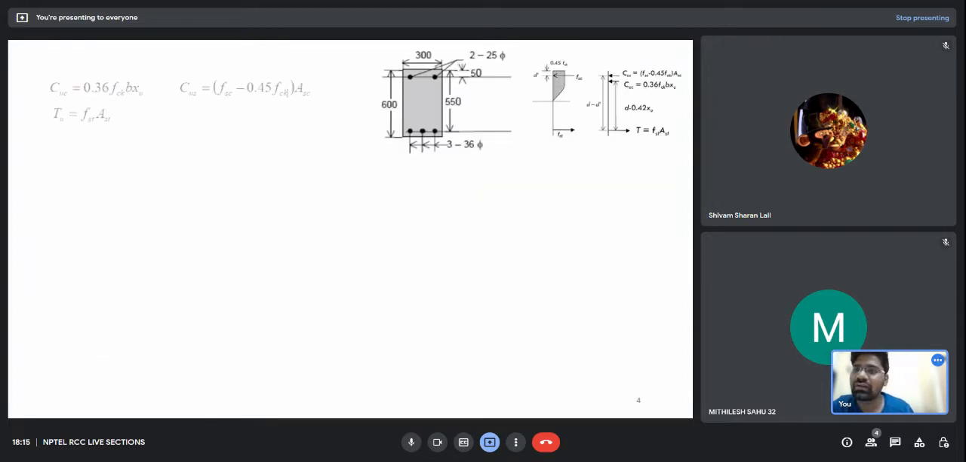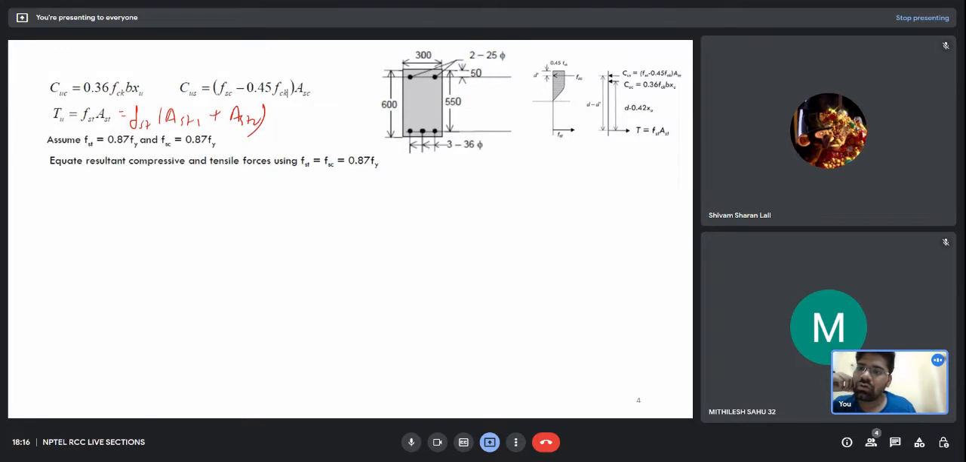Okay, now let's look at the problem. How do we initiate? See what I am doing. Firstly, I am using the force equilibrium. There are two compressive forces. I already told you, you can divide it as Fst into Ast1 plus Ast2, but you don't need to do that because here the classification won't matter. So the first assumption is that Fst is 0.87 Fy and Fsc is also 0.87 Fy. This assumption we also made in the singly reinforced beam, but I didn't mention it there. Now I'm mentioning it.